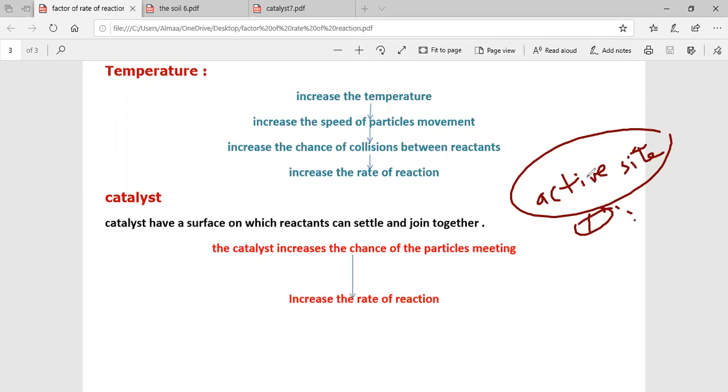If anyone doesn't understand this point, please raise your hand. It's the last point in our lesson today. If anyone doesn't understand anything... Yes, Mariam. Mister, I have a question. Yes.